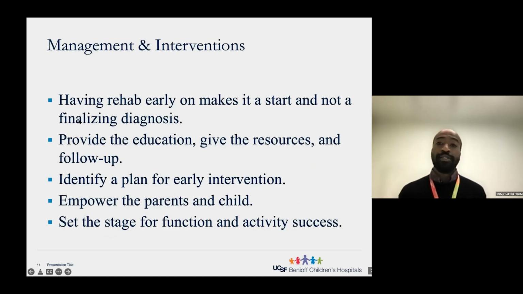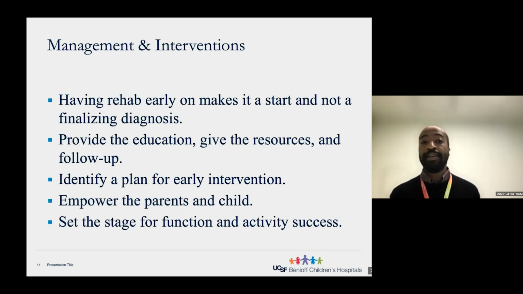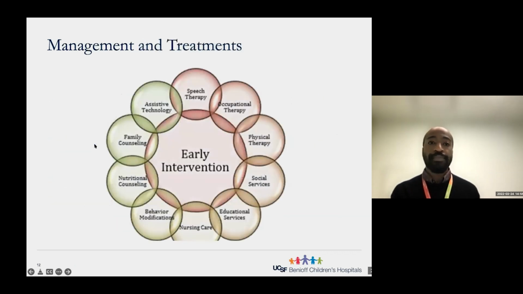So management and interventions. Having rehab early makes a start, and having the diagnosis of CP is not where we leave the patient or family. It's an ongoing discussion, really focusing on identifying a plan for early intervention, empowering parents and children to maximize their function and functional goals, and to remain active and successful through each stage of life, through community resources and with an interdisciplinary team.